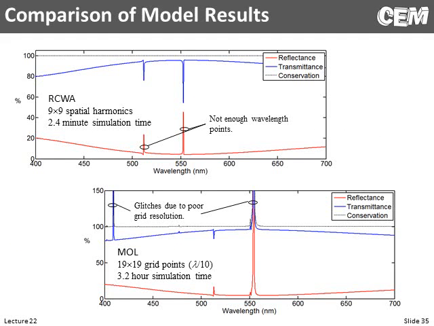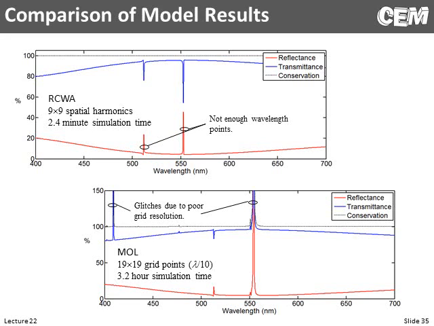So this top plot was obtained using rigorous coupled wave analysis. And I used 9 by 9 spatial harmonics. That's about where the method begins to converge. And it took almost 2.5 minutes to simulate this. Now we'll notice these reflection spikes, they don't go up to 100%. If we zoomed in on these, we would see triangles, which is a sign that we have incomplete data.